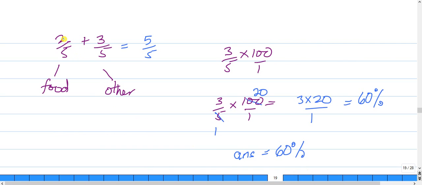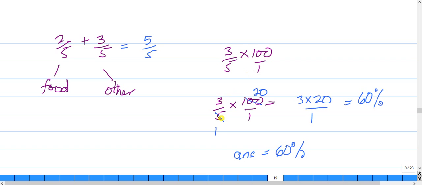If we know that they spend 2/5 of their money on food, what fraction would they have left for other things, considering that the whole must be 5 out of 5? Okay, so they would have 3/5 left for other things, because 2/5 and 3/5 would give you the whole. So we could solve it by saying 3/5 multiplied by 100 over 1, and that would give us the percentage.